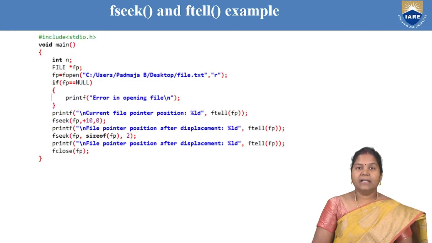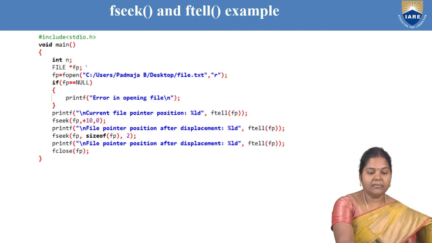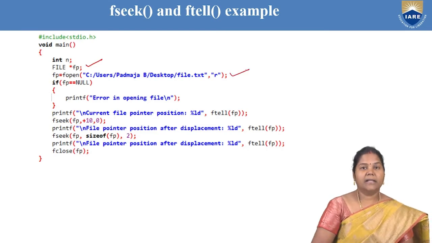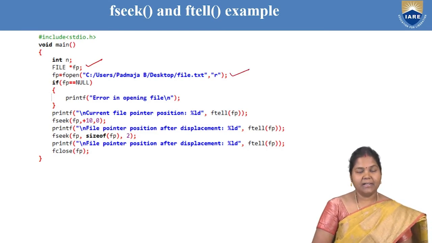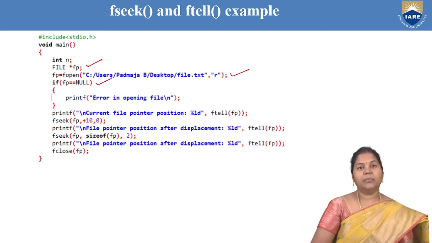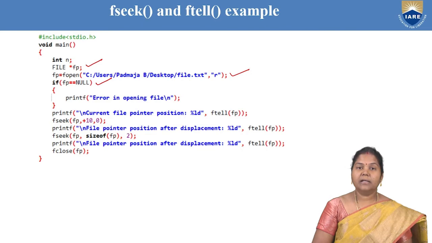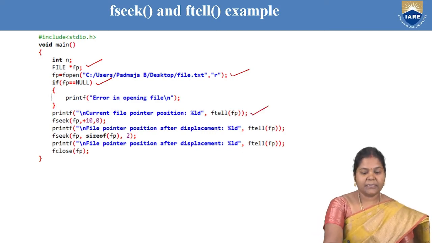Now, let us understand one example related to fseek and ftell. For example, I have opened a file here in read mode. That means the file already contains some content and I am opening it in read mode. How will you check whether the file gets opened successfully or not? For that, you have to check the value of fp. If fp is equal to NULL, that means there is an error in opening the file. After opening, the file pointer is always positioned at the 0th character, that is at the beginning of the file. You can check the current file pointer position and you will always find that it is at the 0th character.